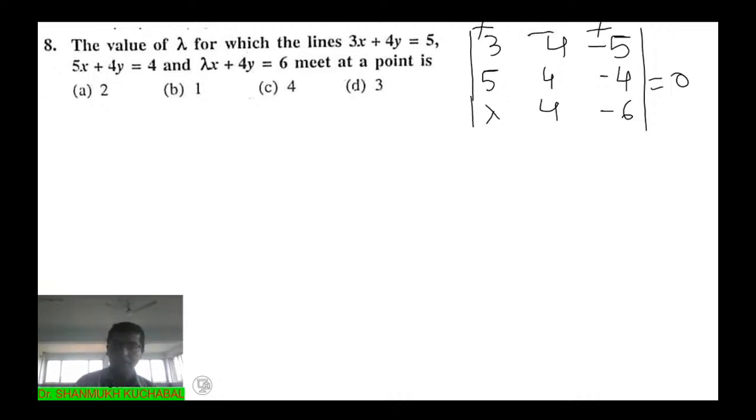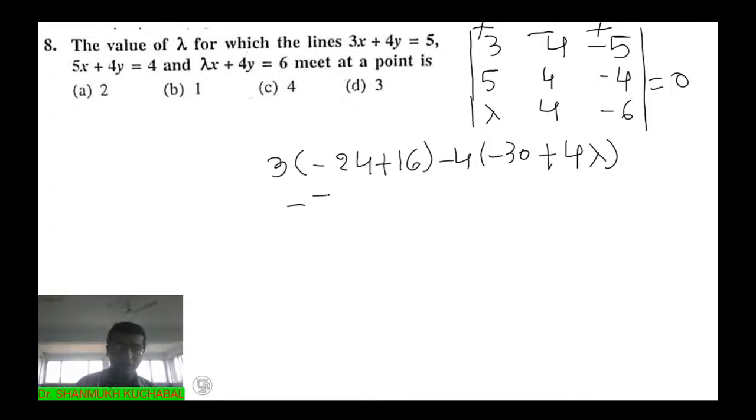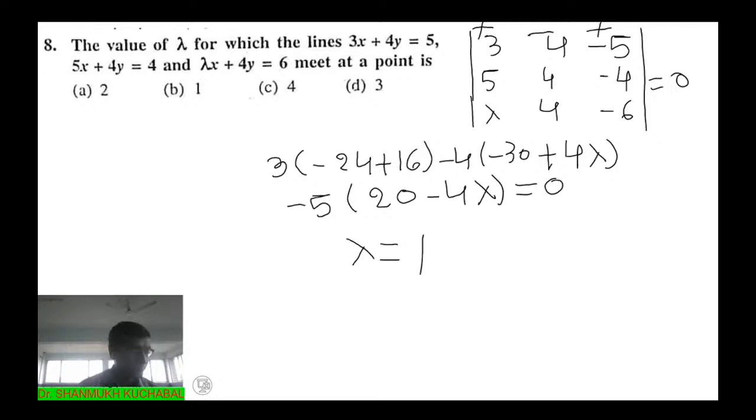If we expand this, we get 3 into minus 24 plus 16. Next minus 4 into minus 30 plus 4 lambda. Then minus 5 into 20 minus 4 lambda is equal to 0. If we simplify this equation, we get the lambda value: lambda equal to 1. Therefore option B, lambda equal to 1, is the right answer.